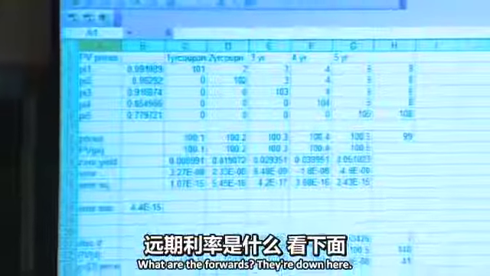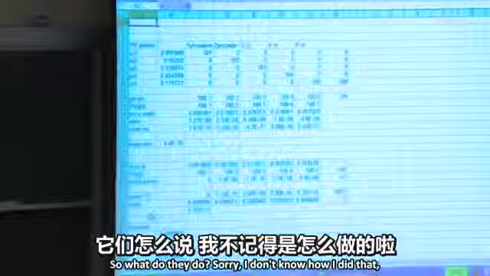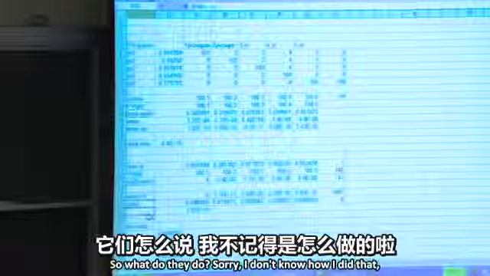What are the forwards? They're down here. So what do they do? Sorry, I don't know how I did that. Okay, here are the forwards over here.